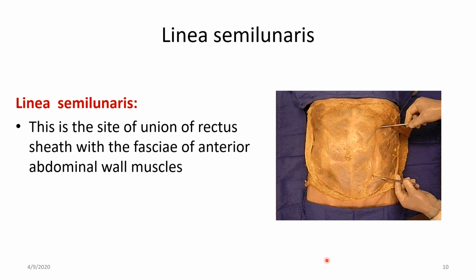Now in this dissection we can see the linea alba, the rectus abdominis muscle, its lateral margin, where you can see the linea semilunaris, which is the site of union of rectus sheath with the fascia of anterior abdominal wall muscles.